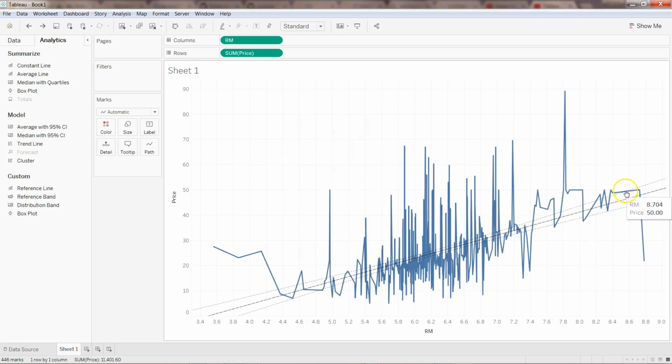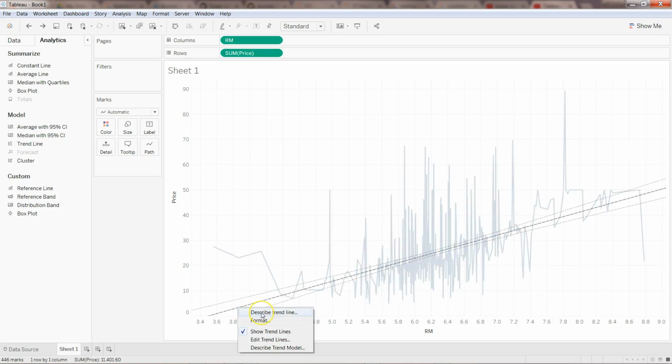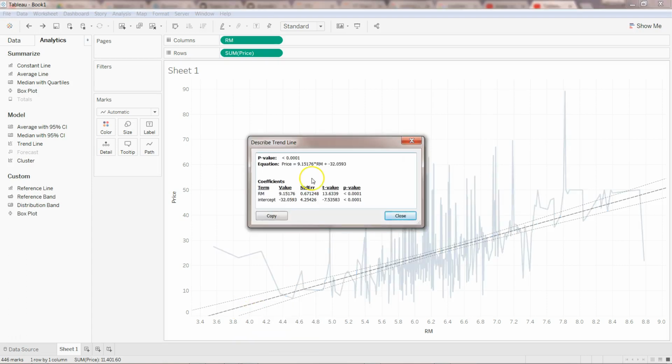Apart from these confidence bands, when you are on the line, you can right click and click on describe trend line, and this will give you the equation, the p-value of the overall model, and then the RM variable, the intercept, and again the p-value for both of these. You can even copy and paste it in some presentation if you want.